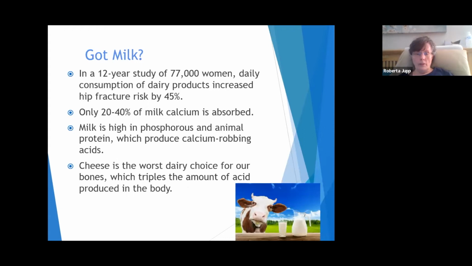So you mentioned milk. In a 12-year study of 77,000 women, they found that daily consumption of dairy products increased hip fracture risk by 45%. Now, why is that? Because there's a lot of calcium in milk, right? But only 20 to 40% of the milk calcium is absorbed. And then the milk is high in phosphorus, and the phosphorus in the animal protein causes the blood to be more acid. And so it ends up robbing calcium from the bones.